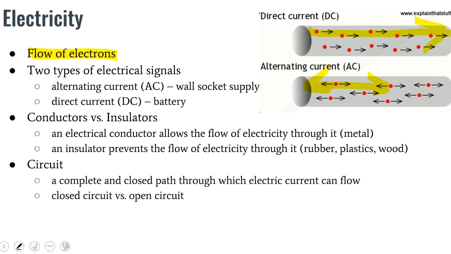Then another important factor when we think about electricity is conductors and insulators. There are certain materials that can conduct electricity, or that can allow the flow of electricity through the material. Those we identify as conductors. And on the other hand, insulators are materials that prevent the flow of electricity. So good examples for conductors are metals, and examples for insulators are rubbers or plastics or similar materials.